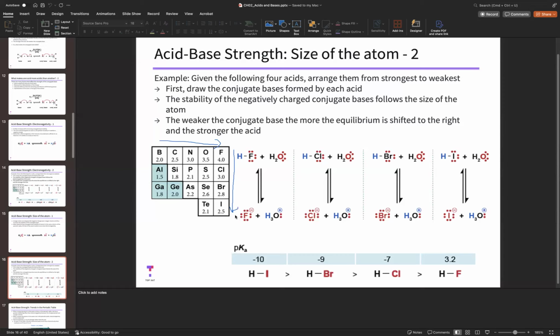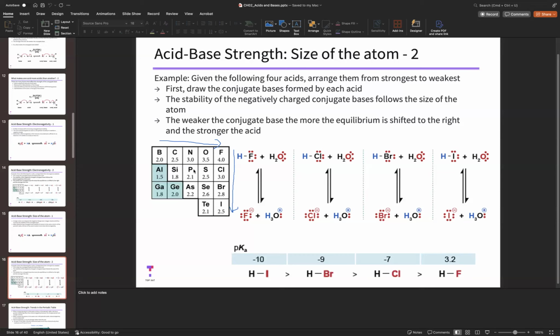So here also we are comparing the stability of fluoride versus chloride versus bromide versus iodide. However, the stability here is not due to electronegativity, but size. Okay. Size of iodide is the largest. Iodine is the largest atom. Iodide is also the largest ion, followed by bromide, followed by chloride, followed by fluoride. So why exactly is size the determining factor here?